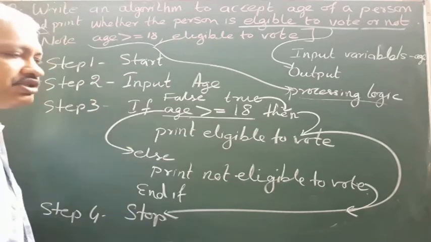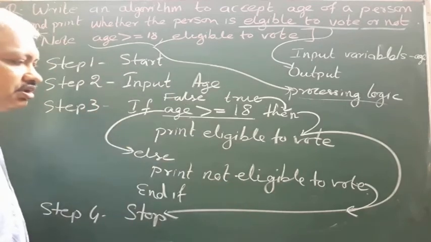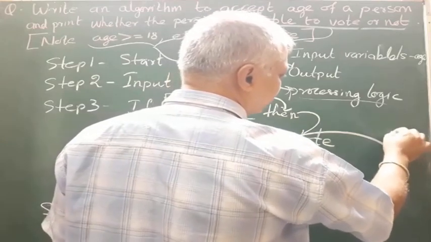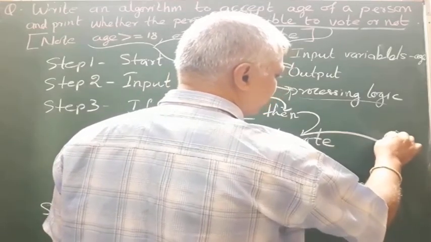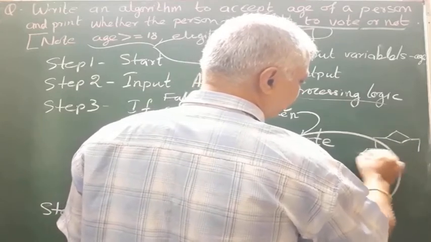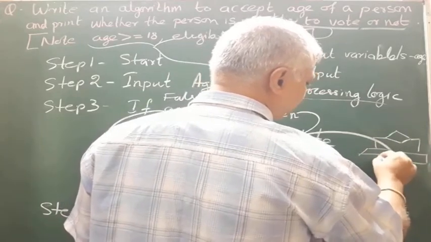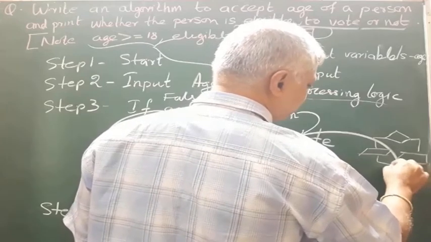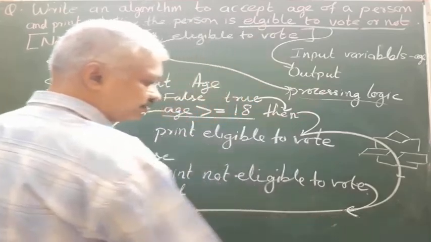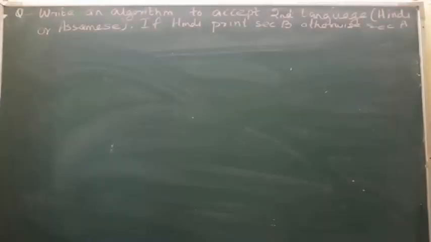Therefore, you have observed in the previous flowchart that once we go for this condition, we branch out, something is being displayed, and then these two join together and go for stop. See here, this is joining. This is the next question.